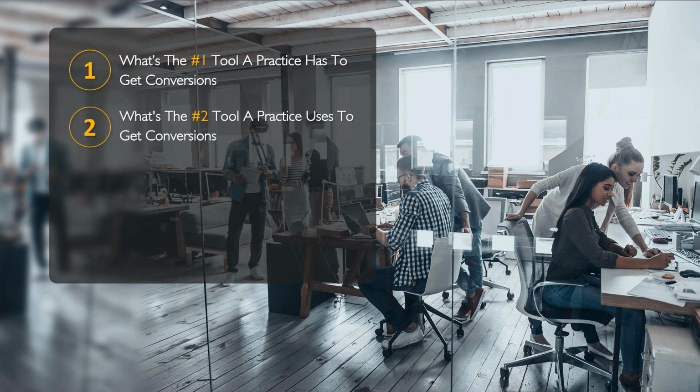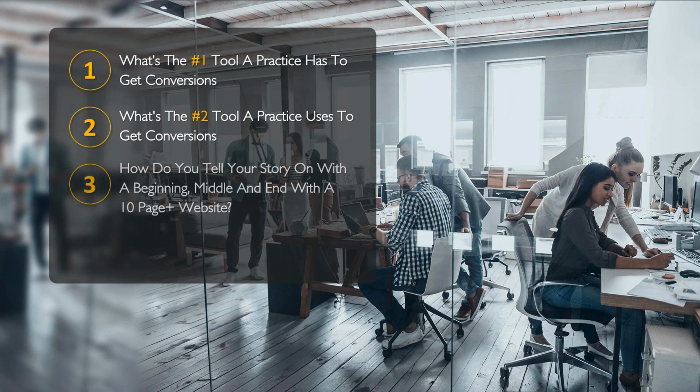And the #2 tool a practice has to get conversions is the ability to test one offer against another. So those are the 2 things. Neither one of those really are available, because how do you tell your story with a beginning, a middle, and an end with a 10-page plus website, right? You have the About Us page that you want them to go over to. And every time they go to a different page, that clock starts over.